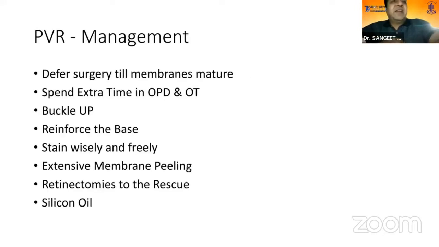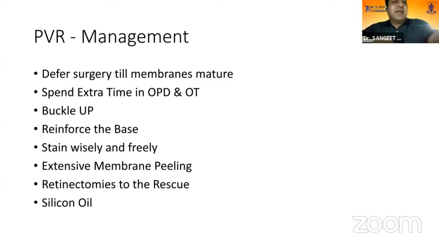And the management of PVR, I think Dr. Subhendu has already explained, but you can defer surgery in these cases till the membranes mature. I generally give a gap of at least 3 to 4 weeks from the primary surgery for the membranes to mature, and then you have to make up your mind that you have to spend extra time in OPD counseling the patient, and in the OT also, for this management of recurrent PVR that is happening.